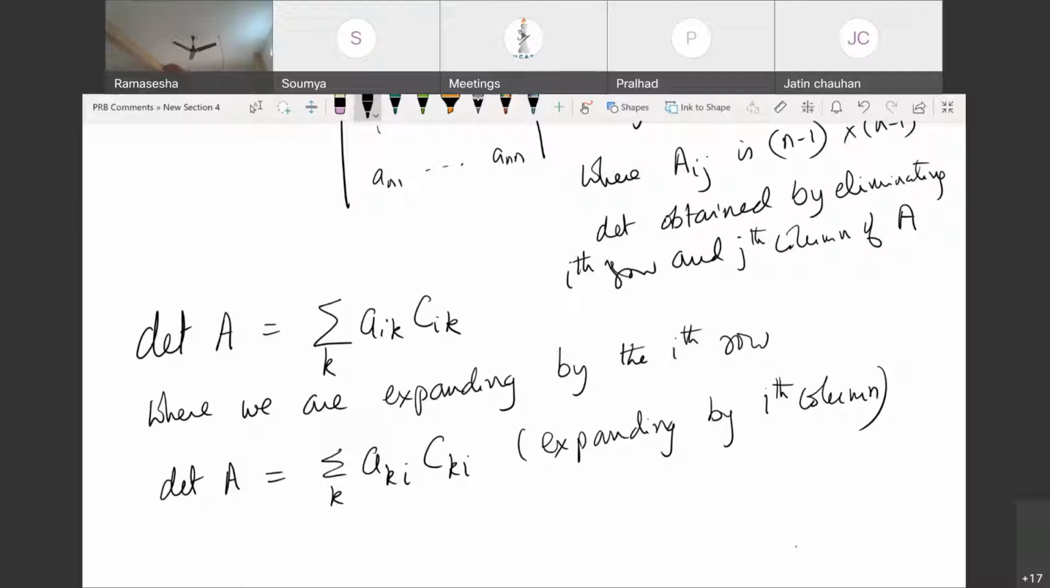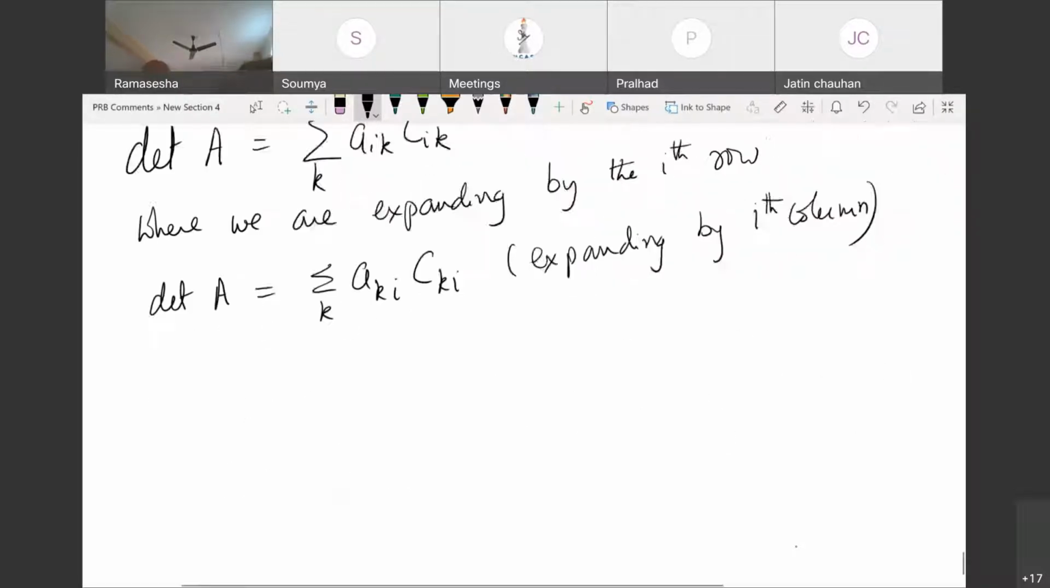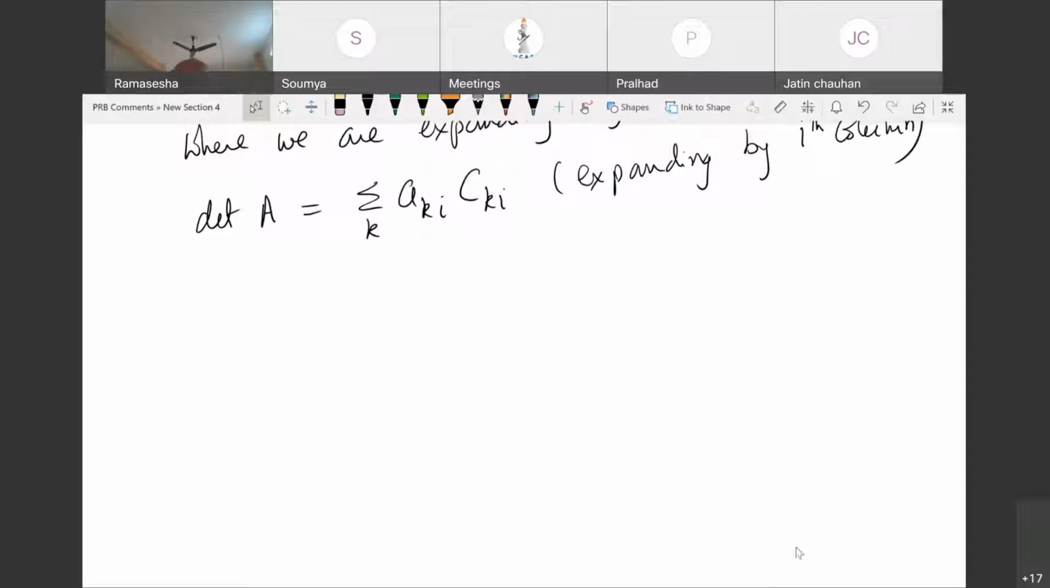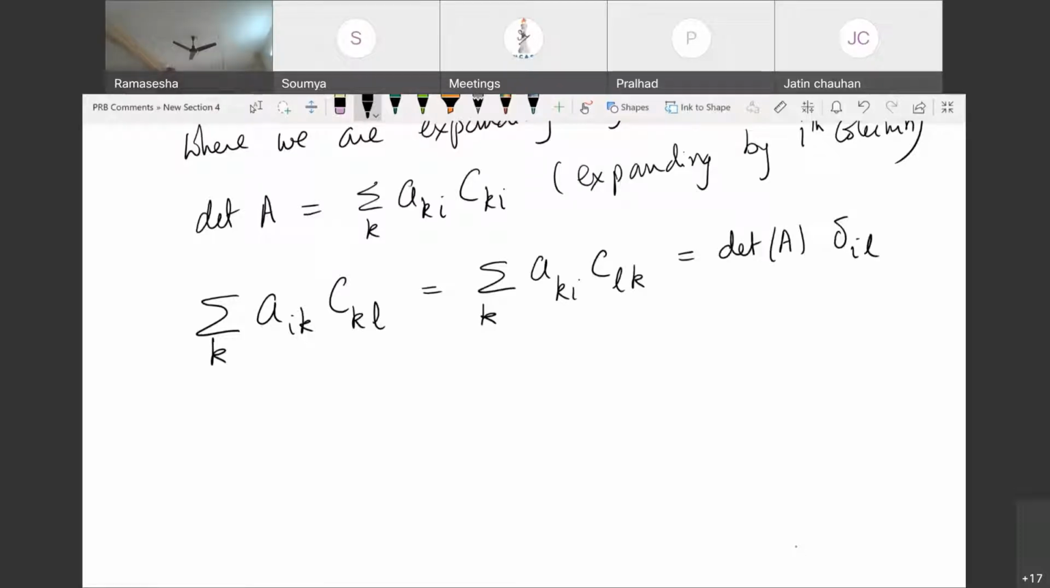So now I want to prove something else, the following theorem. That is, I want to prove sigma over k of Aik CKL is equal to sigma over k of AKI CLK, equal to determinant A times delta IL. How do I prove it?